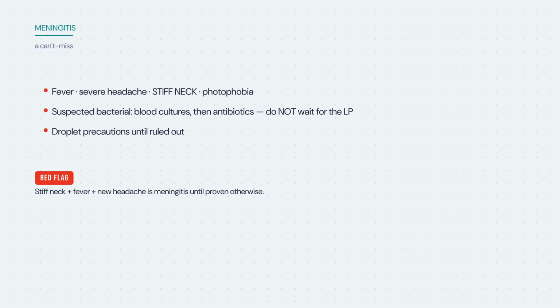One acute item belongs here because it is a can't miss. Meningitis, inflammation of the lining of the brain, presents with fever, a severe headache, a stiff neck, and photophobia. Suspected bacterial meningitis is a race. Blood cultures, then antibiotics. Do not wait for the lumbar puncture results.